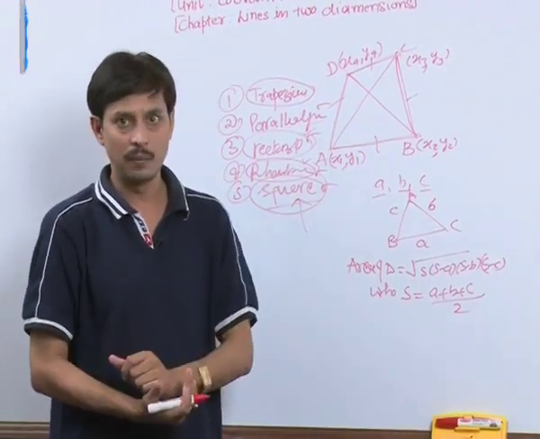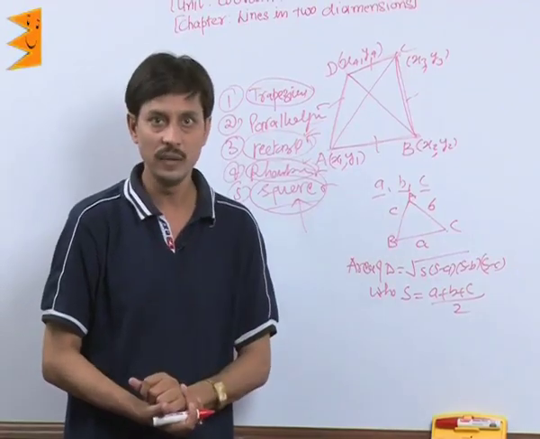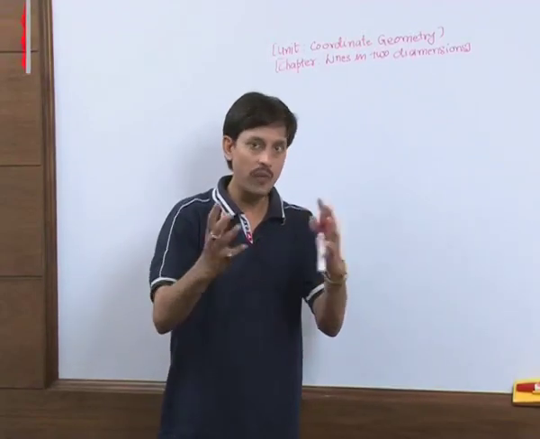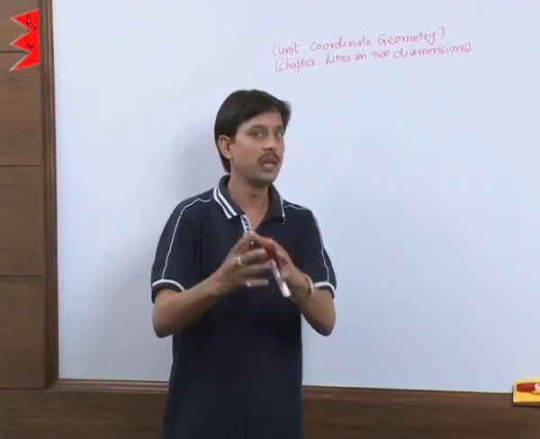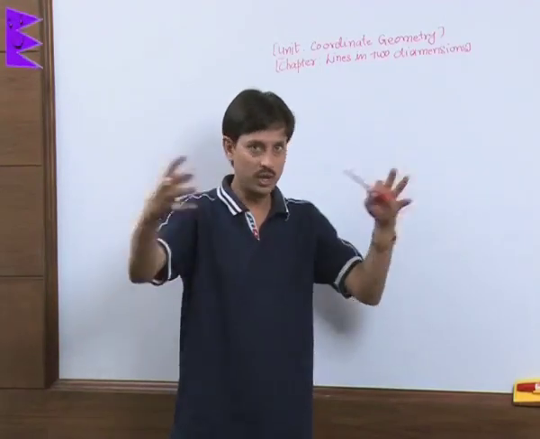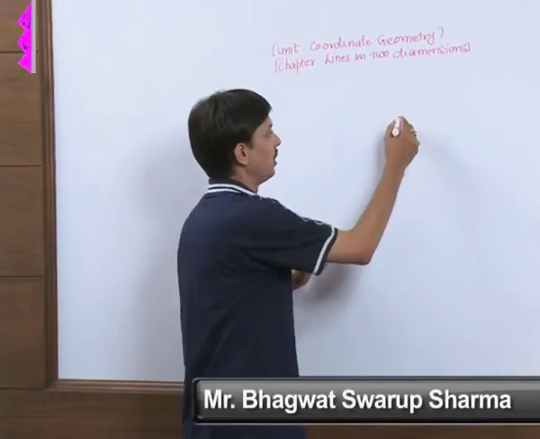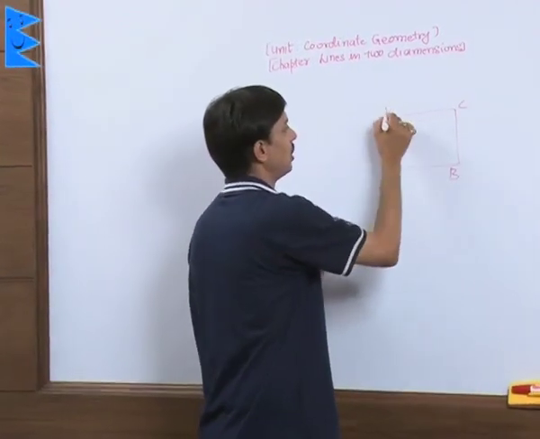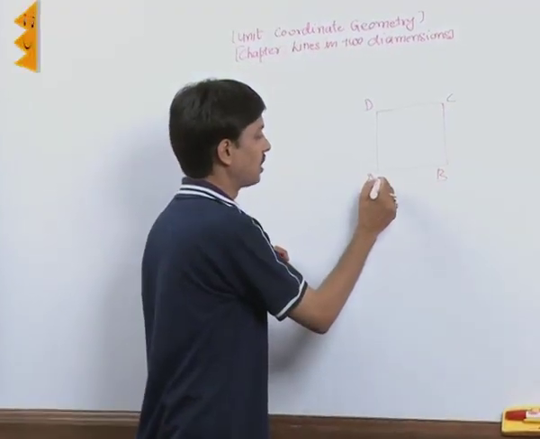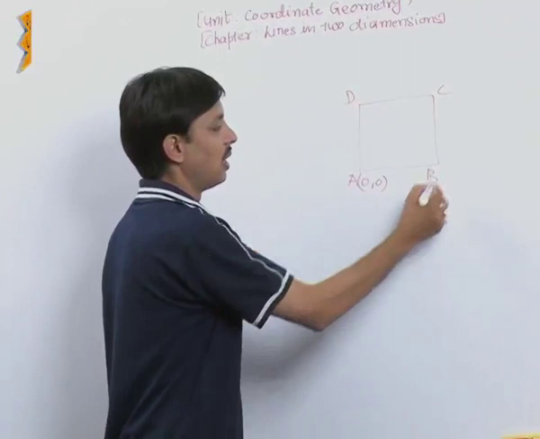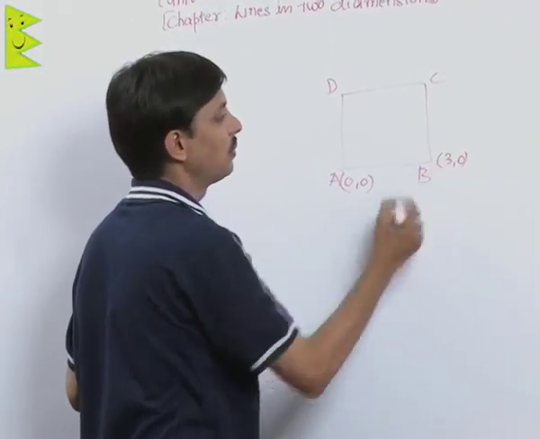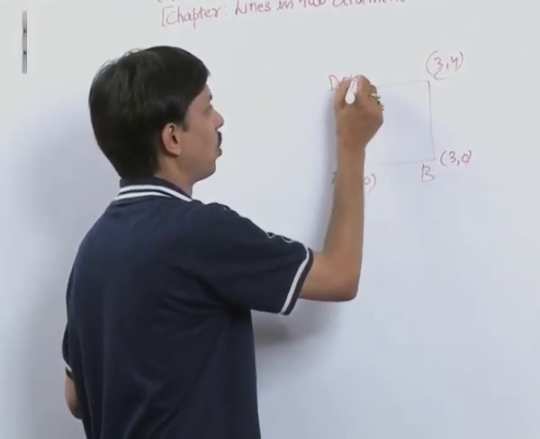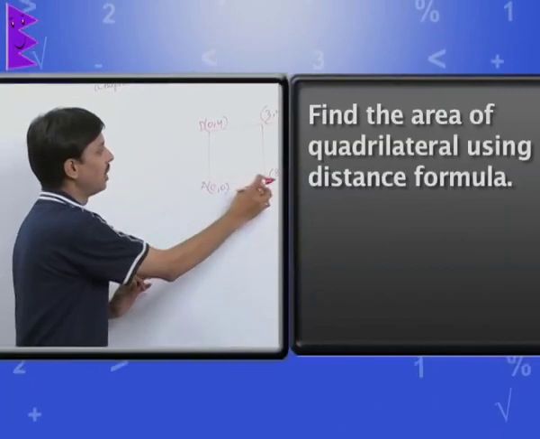Now we will take one example where we will actually calculate the area of a quadrilateral. We will explain how to find the area of a quadrilateral by the distance formula. Suppose there is a quadrilateral ABCD. The coordinates of A are 0, 0. Here the coordinates are 3, 0. Suppose the coordinates are 3, 4 and here the coordinates are 0, 4. This is the quadrilateral ABCD.